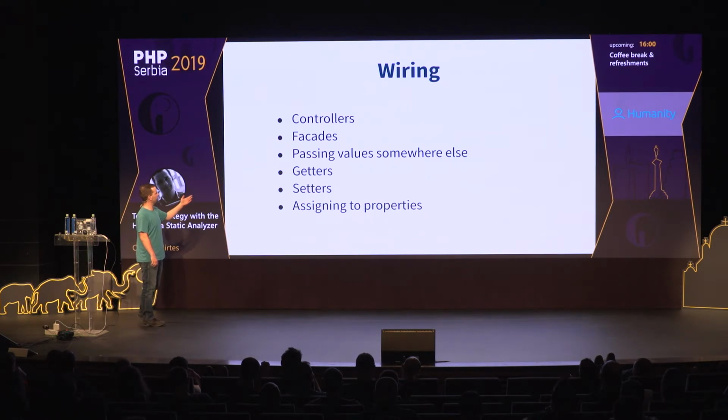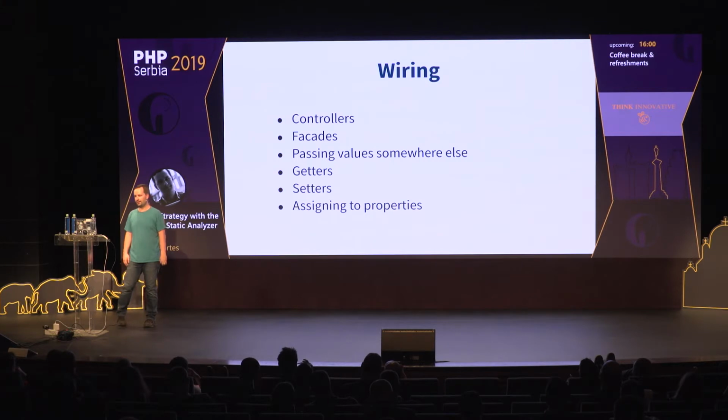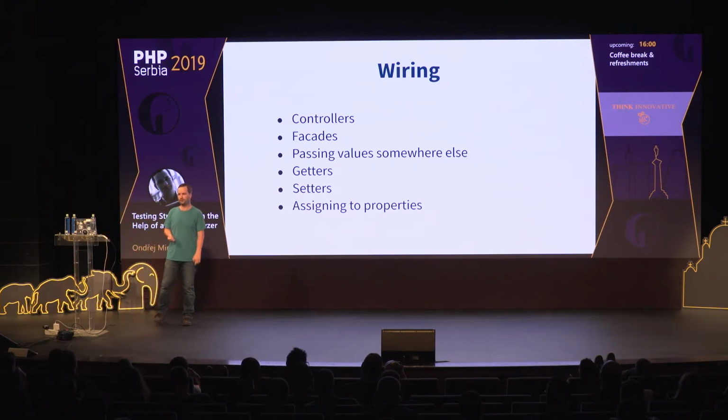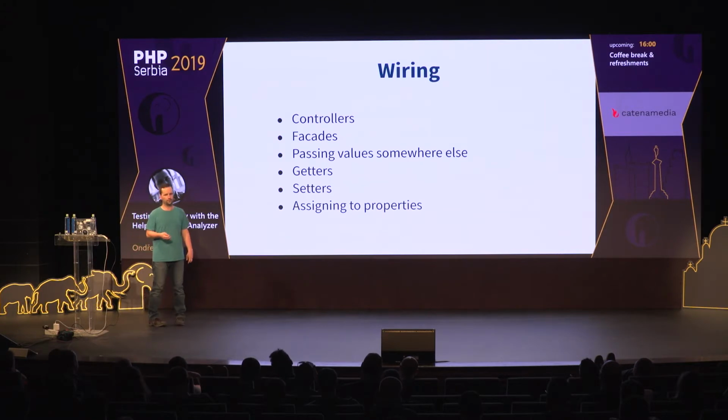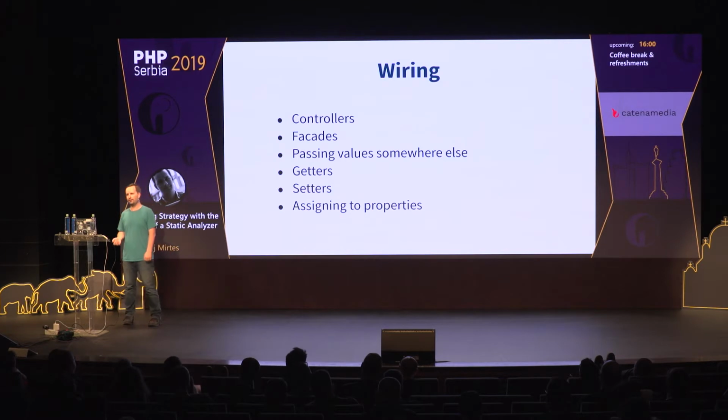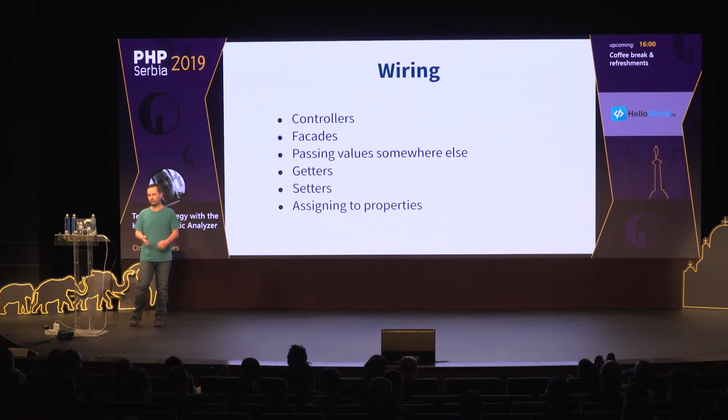This is the list of what wiring usually represents: controllers, facades, passing values somewhere else, getters, setters, assigning group properties, and so on. I suspect that more like 50% of code in a modern application is wiring, and the more complex architecture you have, the more wiring you have. And wiring is not useless because it enables reusability, clarity of the code, testability, and maintenance. It allows us to extract common pieces of code and call them from multiple places. So I'm not saying that you should avoid wiring.